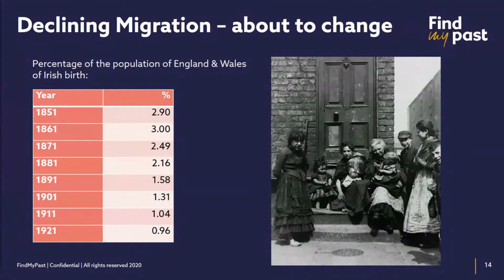Now, with migration, as I said, you get the impression it's been consistent, but it hasn't been. What's interesting about 1921 is it actually records a low point in migration from Ireland into England and Wales. It had reached a peak in 1861, where 3% of the population were born in Ireland. And by 1921, it's slightly less than 1%. The reason for that is that Britain had been replaced by America because of affordable travel and better prospects. So from the 1880s onwards, you see the bulk of Irish migrants going to America. But this was to change.